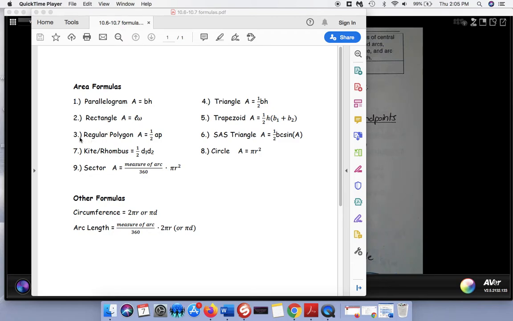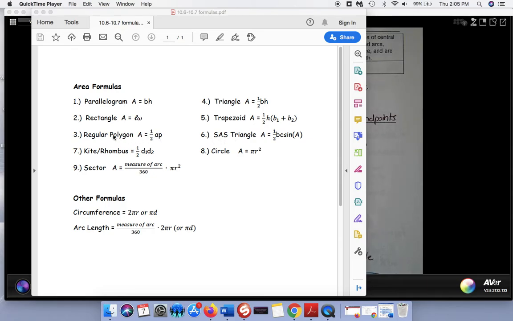10.5 actually has two things in it. This number 3, area of a regular polygon, and number 6, side angle side triangle area. So this is another triangle, area of a triangle formula, but we have to have a certain setup of the triangle. We have to know two side lengths and the included angle measure between them in order to use this formula. You're actually going to hear about this a little bit before we do lesson 10.7 because it does apply and can be used in some of our problems in 10.7.